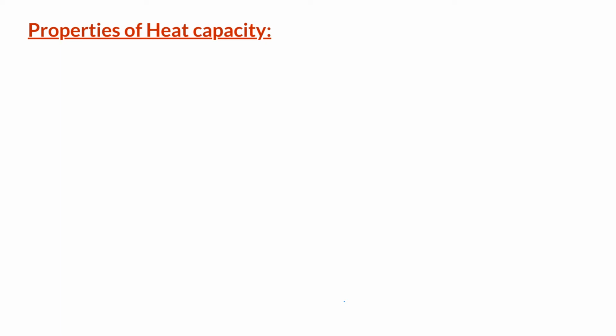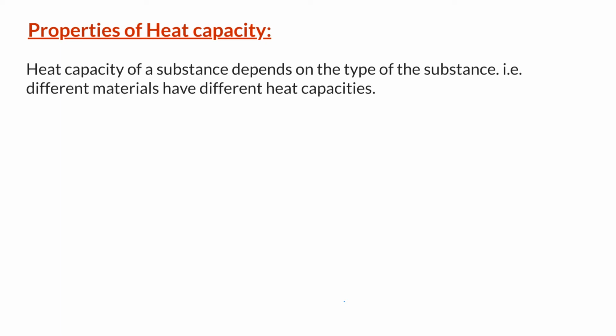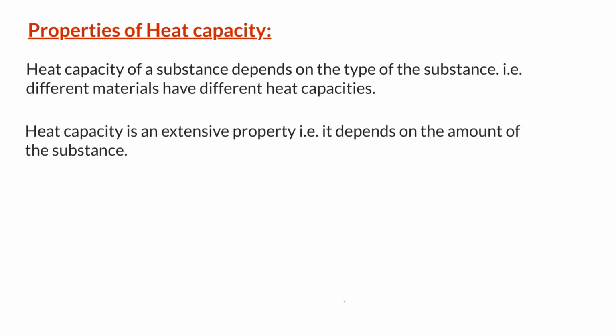Next, we will discuss the properties of heat capacity. 1. The heat capacity of a substance depends on the type of the substance. That is, different materials have different heat capacities. For example, the heat capacity of water could be completely different than the heat capacity of an iron block. 2. Heat capacity is an extensive property. That is, it depends on the amount of the substance.